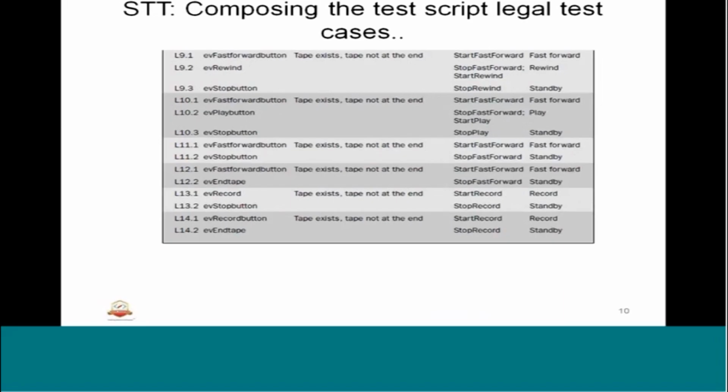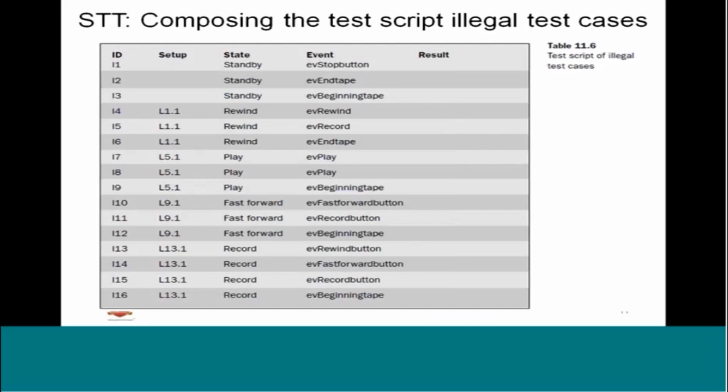Continuing that, we have illegal test cases also. What we have seen are the dotted ones identified as I1, I2, I3 till I16. The setup for these will be similar to the legal ones, where we need the L1.1 setup. That means the rewind state is required, and moving to the event rewind is an illegal script basically. Similarly, all these have been listed out.